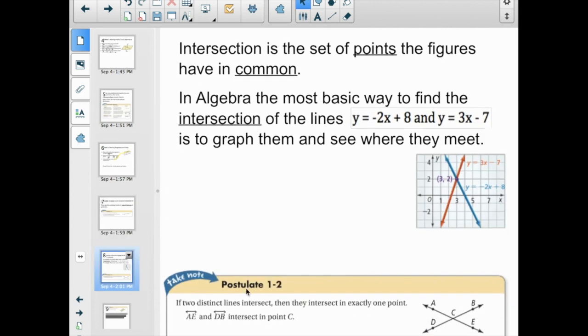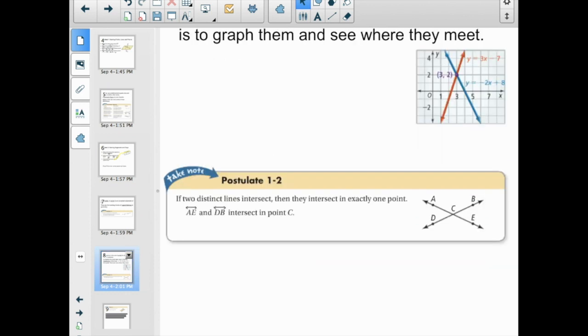Now, they build on that to make postulate 1, 2. If we think about intersection, it's a set of points that 2 figures or 3 figures or more have in common. It's where they cross. In algebra, we think about that as an ordered pair, like that purple point (3, 2) of this blue and red line. Well, in geometry, we would say that if 2 lines cross, they intersect at a point C.